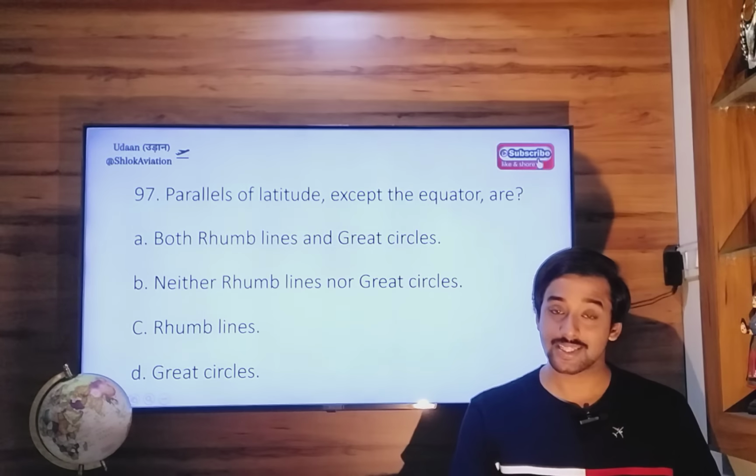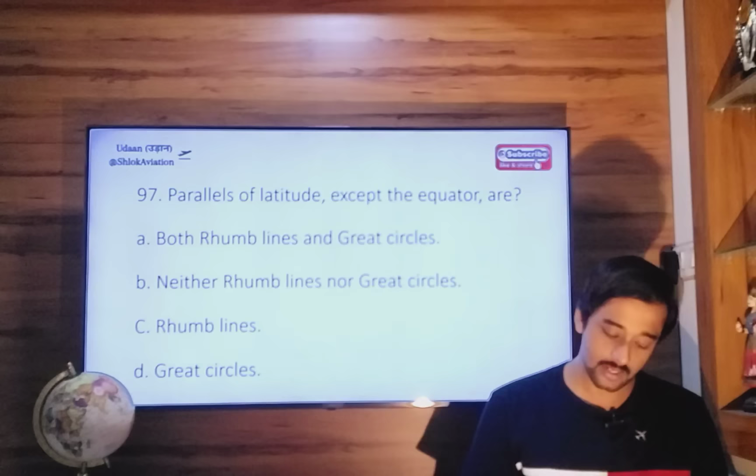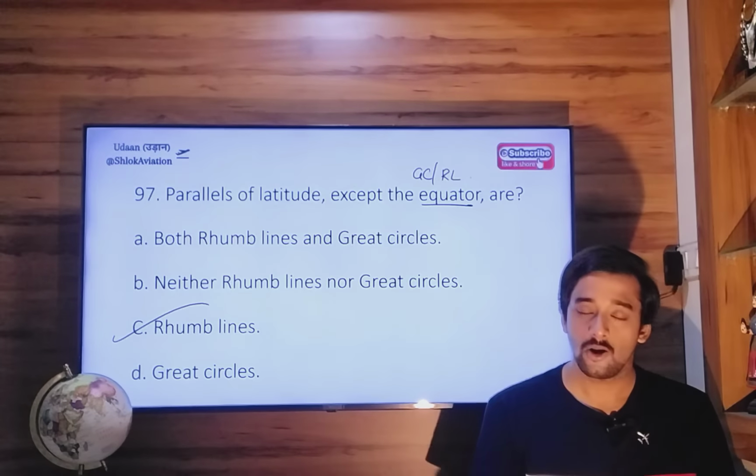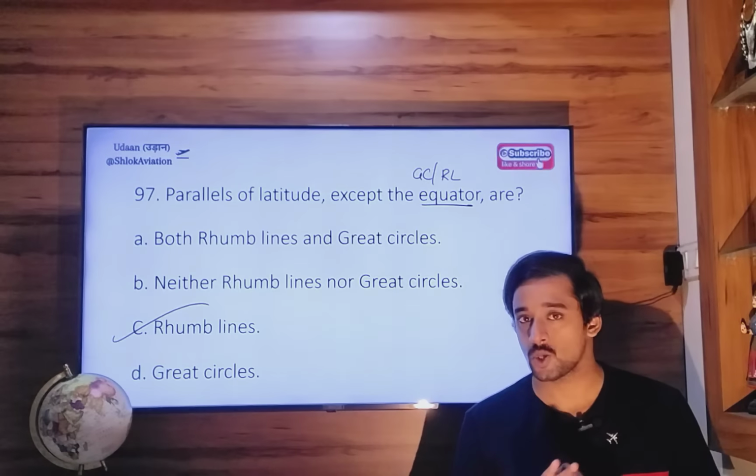Parallels of latitude except the equator are rhumb lines. Equator is one latitude which is both a great circle and a rhumb line. All other latitudes are only rhumb lines, not great circles.